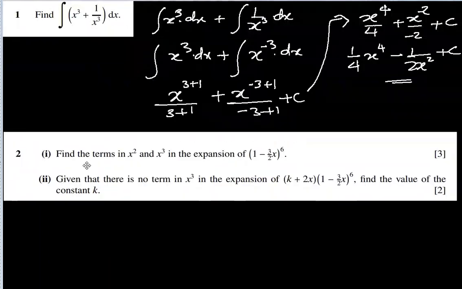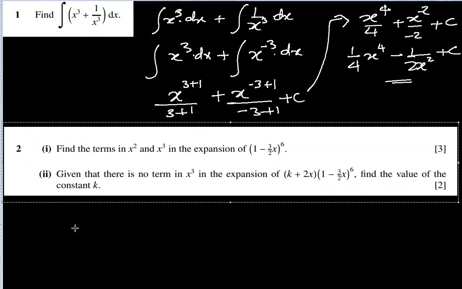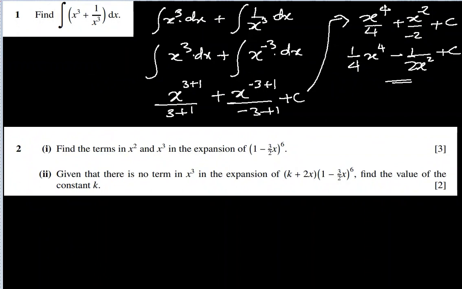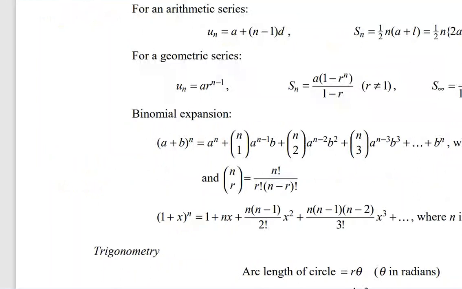Let's move on to the second question, which is find the terms in x square and x cube in the expression 1 minus 3 over 2x. Okay, so only x square and x cube. So for that we need a formula which is here. We will use binomial expansion a plus b and this is how it will go. So nc1 is there on your calculators.